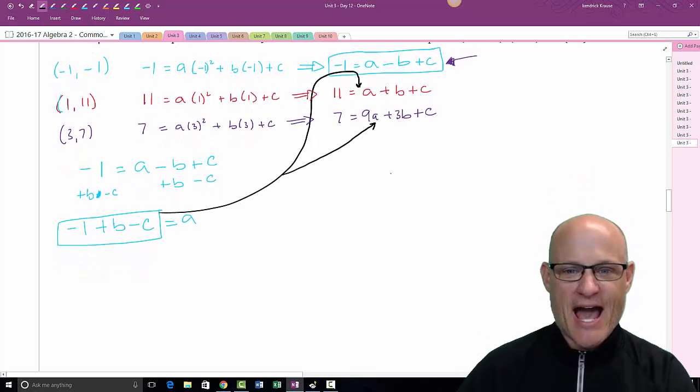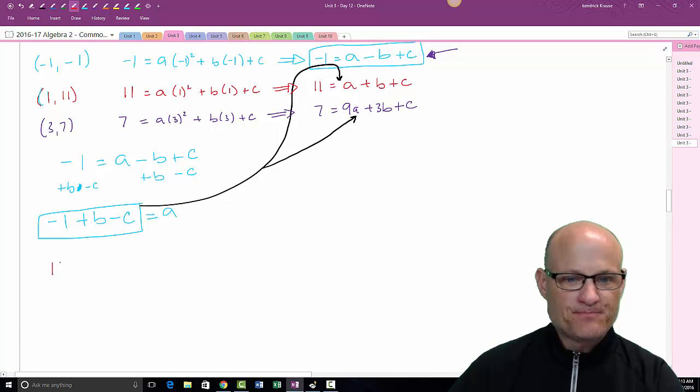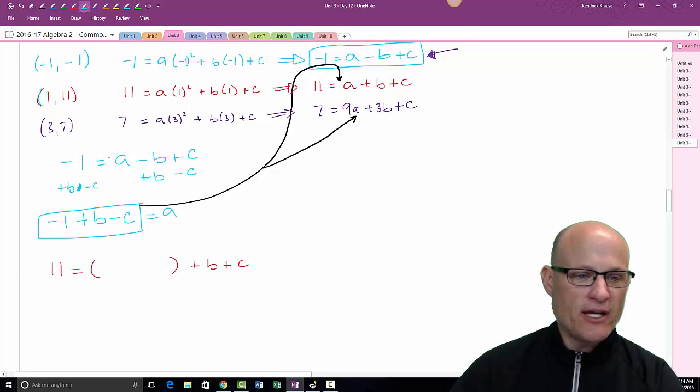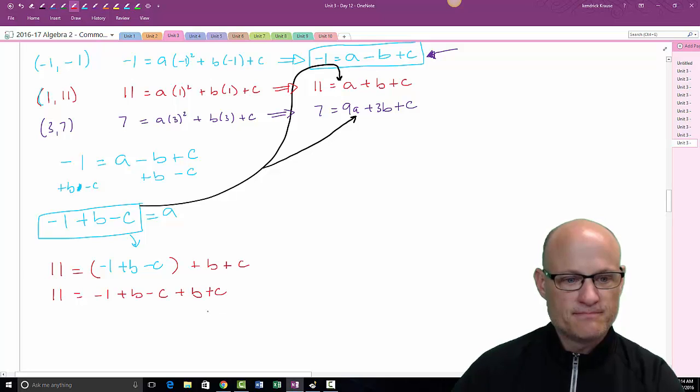All right, let's do the red one. So the red one says take 11 equals a plus b plus c. Well, in for a is going to go -1 plus b minus c, because that's what we said a was. So this is 11 equals -1 plus b minus c plus b plus c.